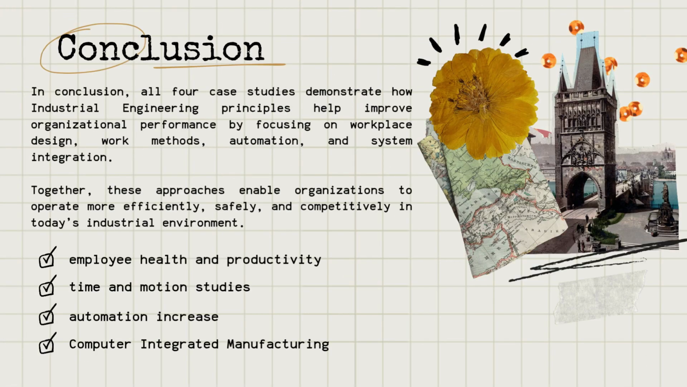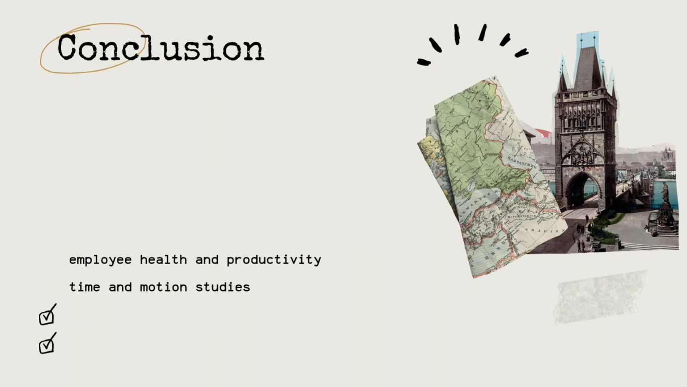So in conclusion, all four case studies demonstrate how industrial engineering principles help improve organization performance by focusing on workplace design, work methods, automation, and system integration. Together, these approaches enable organizations to operate more efficiently, safely, and competitively in today's industrial environment.